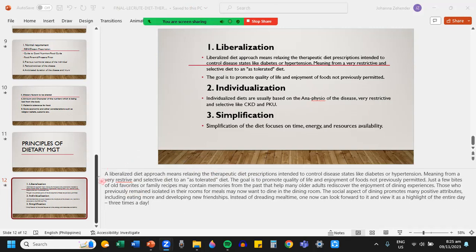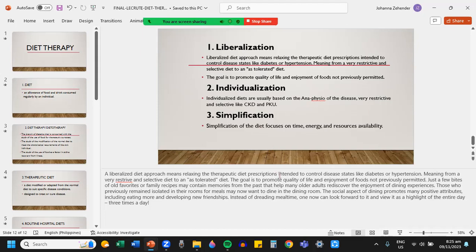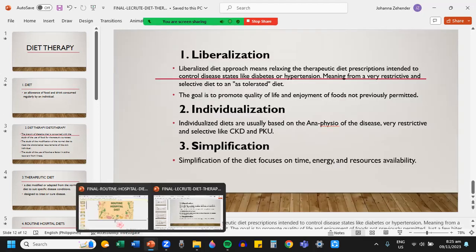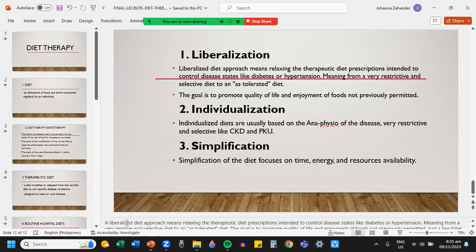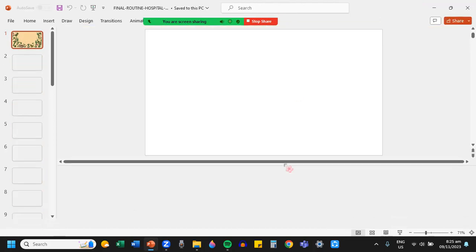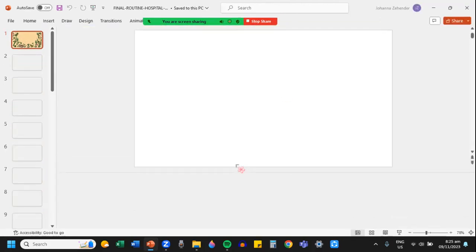Okay, so this ends the first slide. So 12 short slides lang po ito. I already posted this one on paper. Okay, so the next, okay.